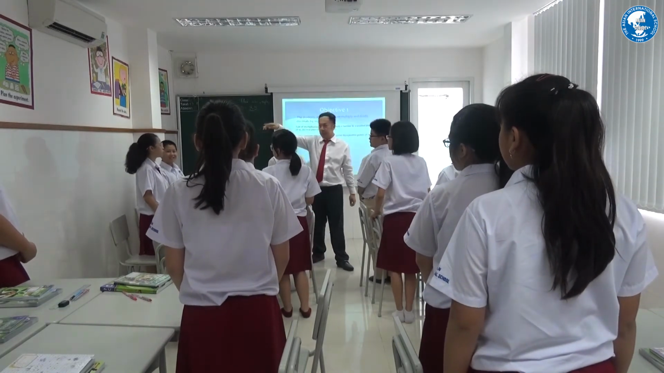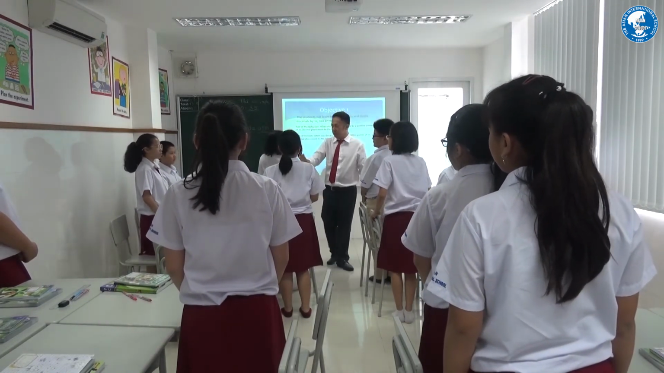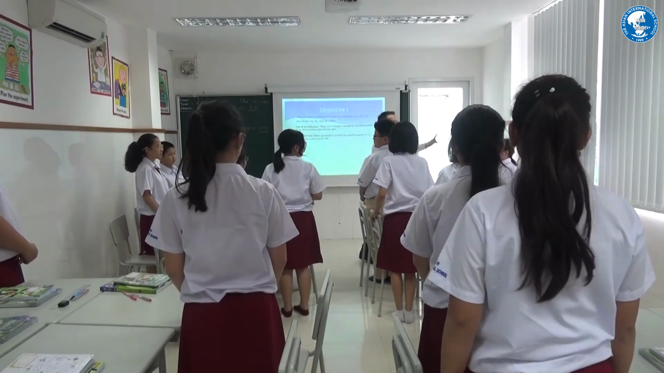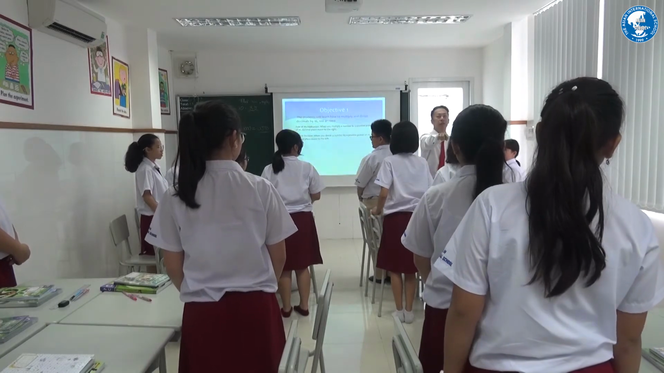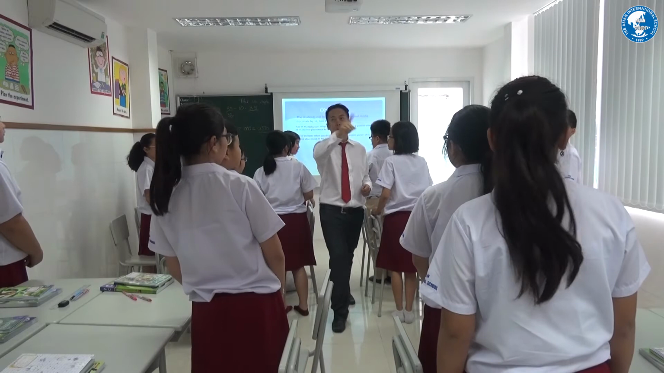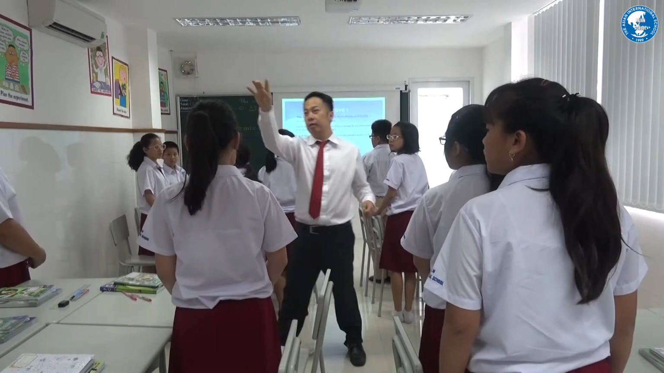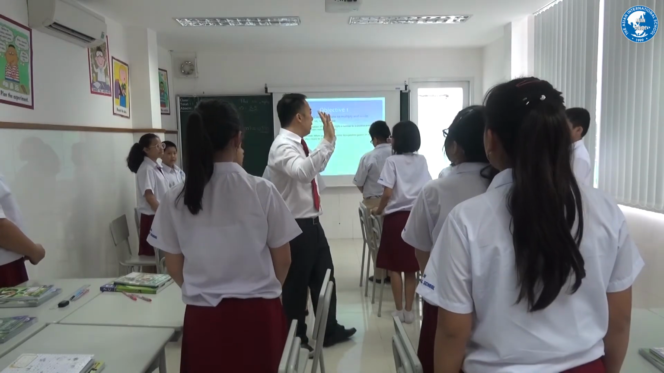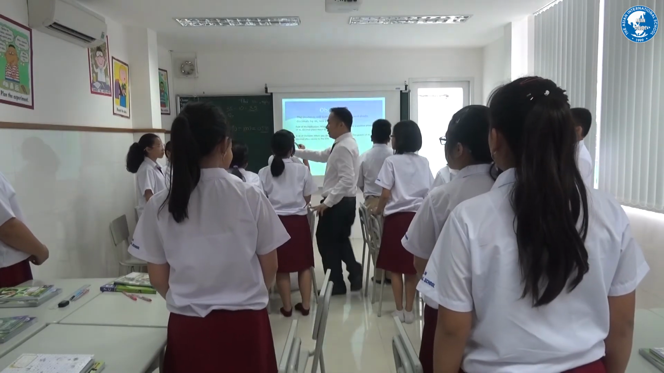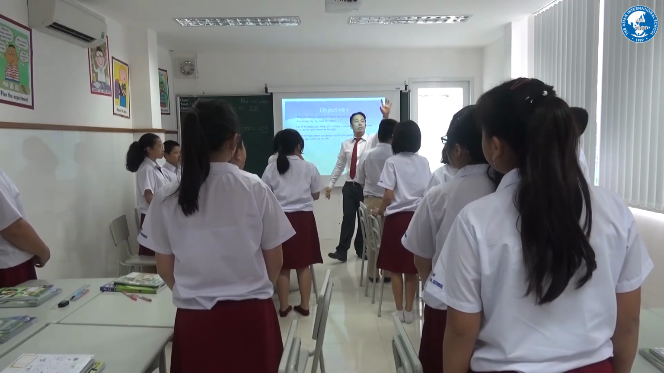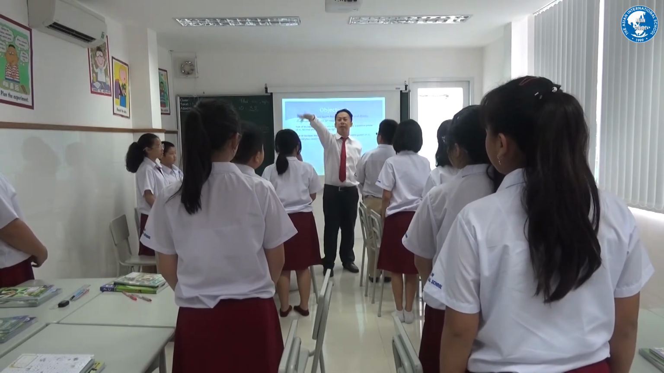Count. 1, 2, 3, 4, 5. 1, 1, 2, 3, 4. 1, 2, 3, 4. 1, 2, 3, 4. 1, 2, 3. Okay, very good. So all number 1, please go to this table. All those who counted number 2, you go to this table. Number 3 at the back, and number 4 on that area.